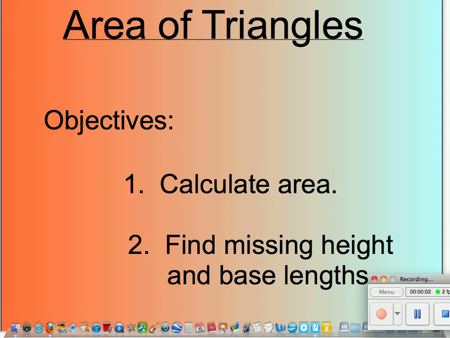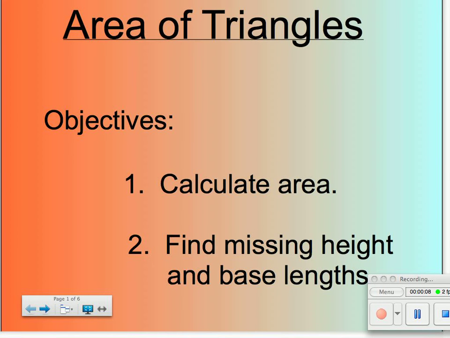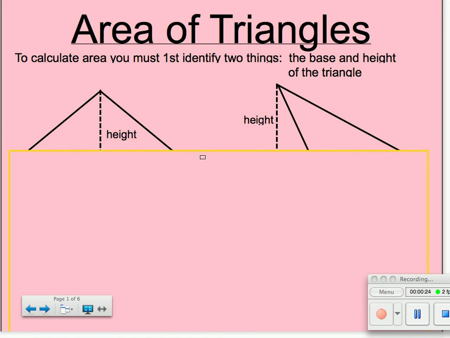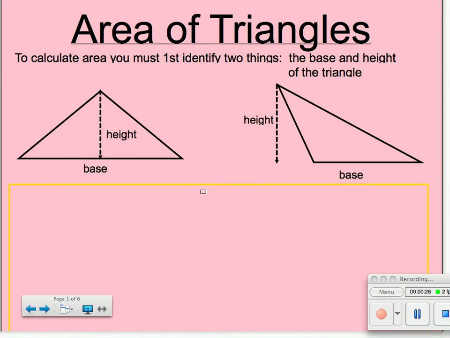All right, today we're going to be talking about the area, specifically the area of triangles. There are two things you need to know in order to calculate the area of a triangle. You need to first identify what the base and the height are. If you have those two dimensions, you can find the area of a triangle. So let's take a look at some situations.